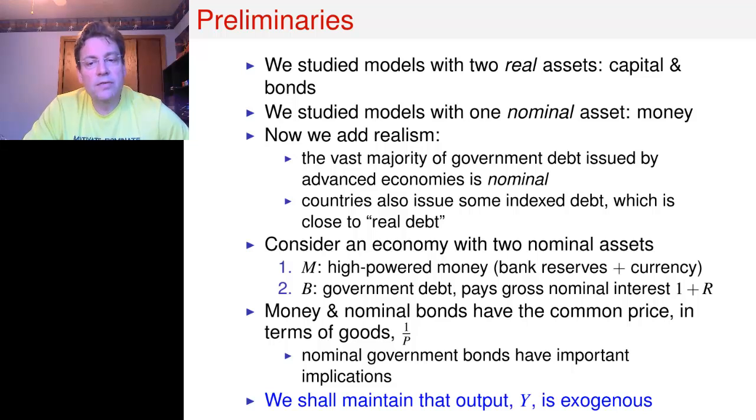Money and bonds are going to have a common price in terms of goods, which is 1 over P, the price level. 1 over P is the goods price of $1. In other words, to acquire $1, how many goods do you have to give up? Well, 1 over P. And as I said, we're returning to that simple model, two periods where output is exogenous.